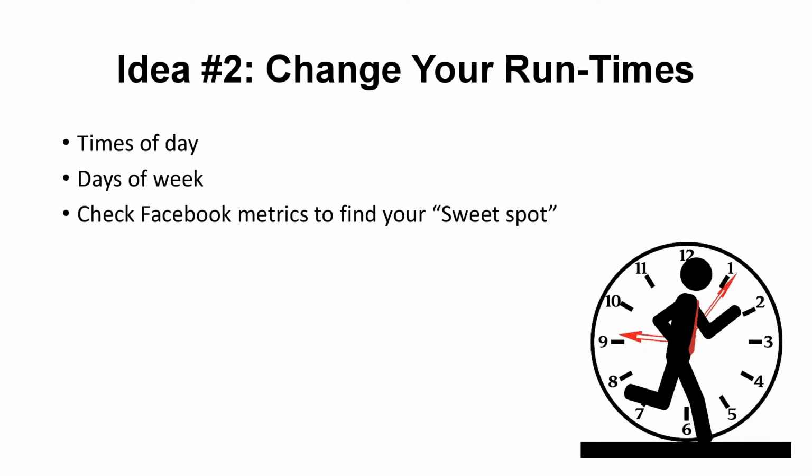How about this? Change your run times. Different times of the day, different days of the week. Check your Facebook metrics to find your sweet spot. When you run a Facebook ad, you can actually take a look at your metrics as to what time of day and what days of the week got the most clicks. You could see when your clicks came in, what day and what time of the day. And what you'll find is that a lot of cities, a lot of markets out there respond better at certain times of the day as well as certain days of the week.